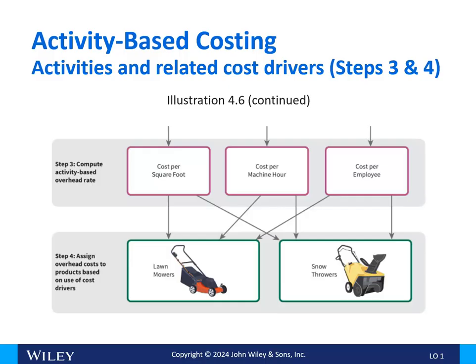Then we compute the activity-based overhead rate. So for the raw material storage, we have the cost per square foot. Machining is a cost per machine hour, and cost per employee for supervising. Then we can assign the overhead using those rates to the products based on those cost drivers. So whatever the driver is for each cost pool, we multiply it by what each product uses, and that's how we get the overhead assigned to the product.